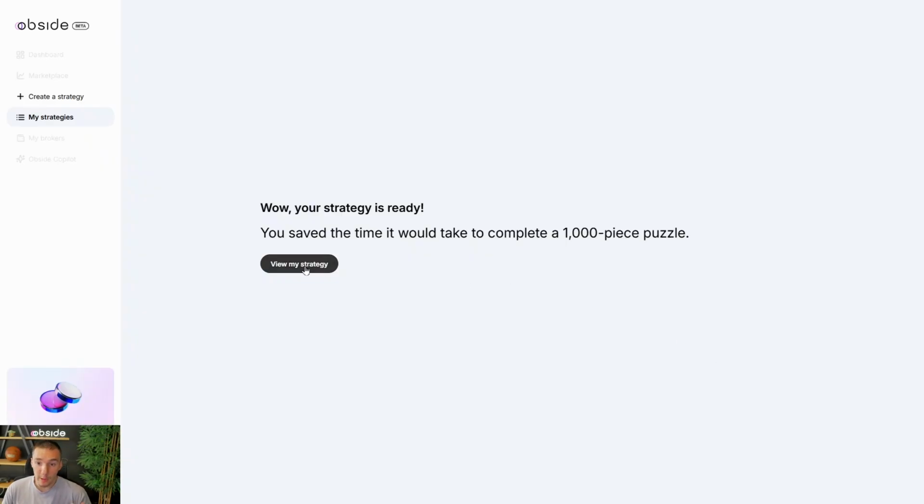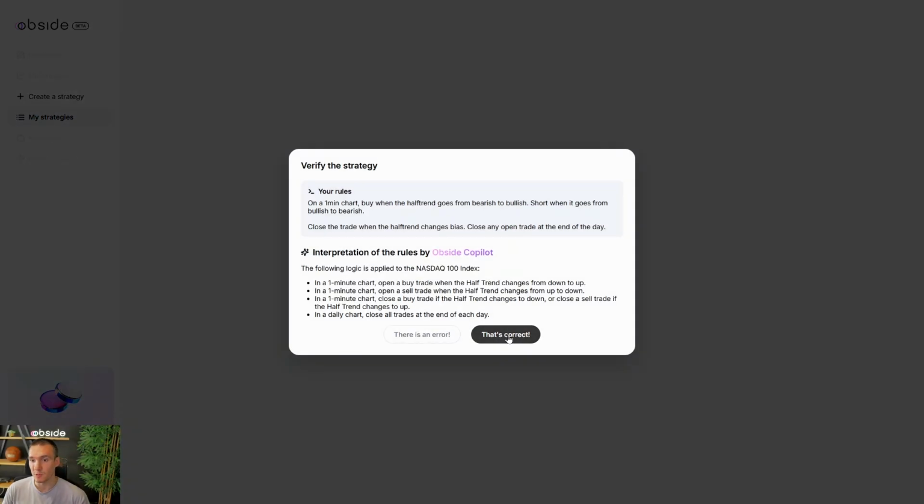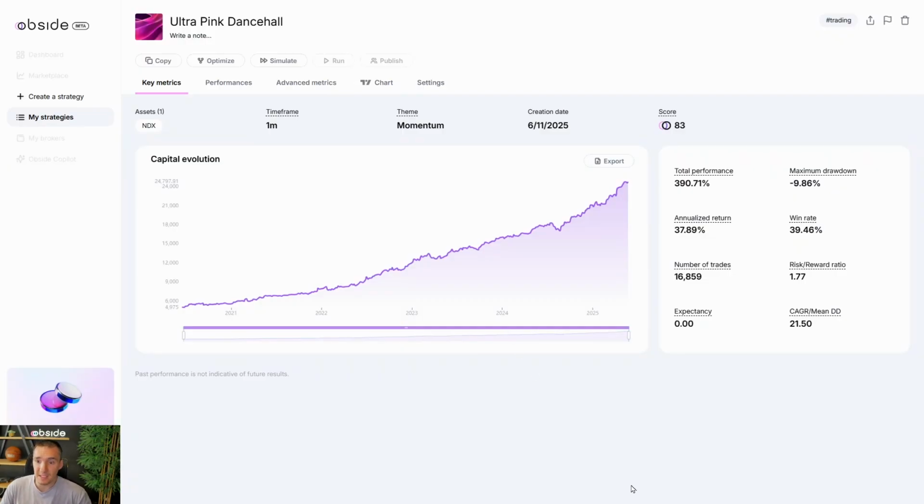Okay, the backtest is already over, so let's check out the results. All right, so as we can see, this is super nice. We have a very smooth and rising equity curve. The total return of the strategy is over 400% over the last 5 years, which is an annualized return of 38%, so way outperforming any index out there. We have a win rate of 40% with a risk to reward ratio of 1.77, so that clearly brings the strategy into profitable territory. So overall, very nice.